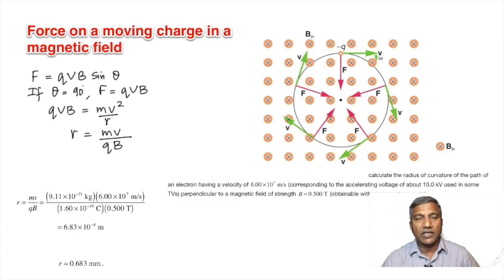So you can see that if it's a more powerful magnetic field, the radius becomes smaller. So if it's a stronger magnetic field, then it makes a smaller circle. If it's a weak magnetic field, it makes a bigger circle, or maybe it just goes through the magnetic field in the form of an arc.